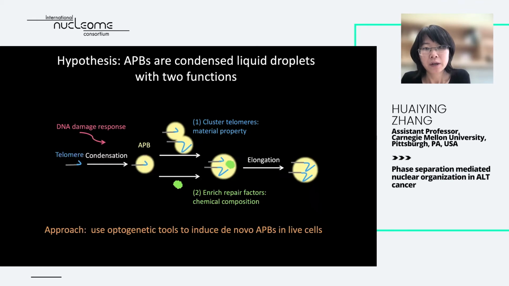So, coming back to this APB project, we are going to use the tools to recruit proteins to the telomeres to form de novo APBs. Instead of recruiting the PML protein, we want to mimic the signaling after the DNA damage response that will recruit PML protein.